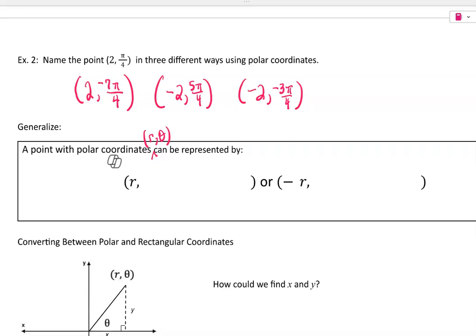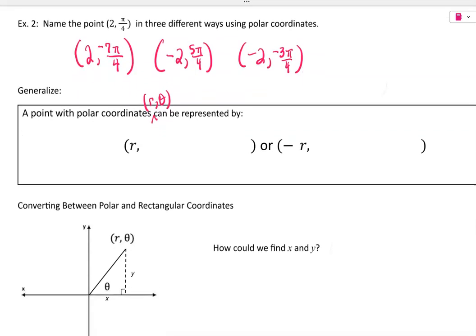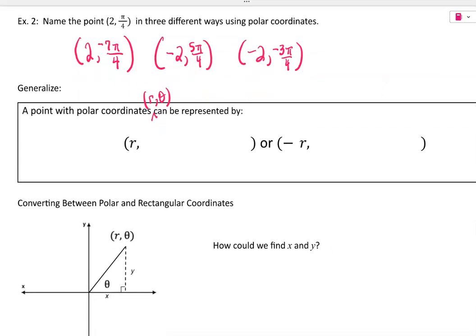We just finished example 2, but let's generalize. We found 3 different ways we could represent the same point. That's very important for you to understand. Even though example 2 looks very, very different, they'd all be exactly the same point location.